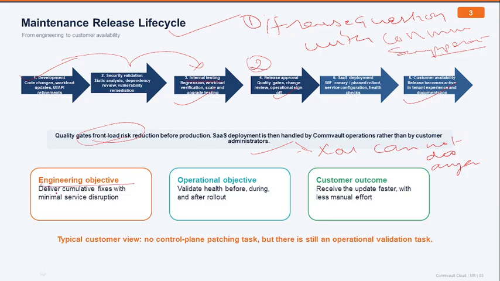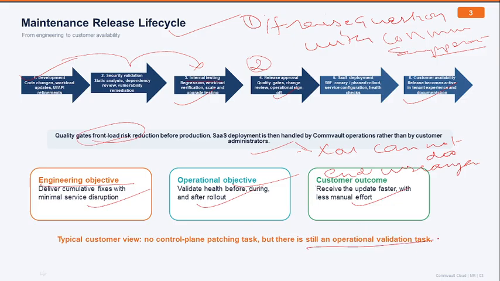Engineering objectives: deliver cumulative fixes and minimal disruption. Operational objective: validate health before, during, and after the rollout. Customer, you are the end user. You receive the update faster with less manual effort. You don't need to validate each and everything. No control panel patching task, but there is still an operational validation task.